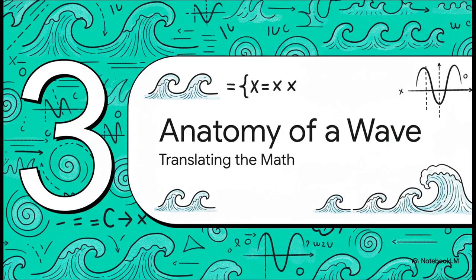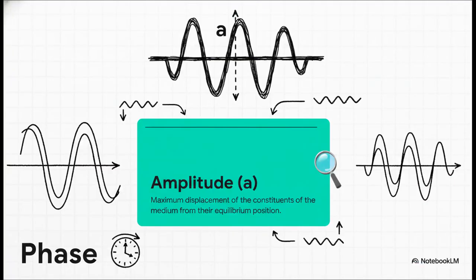Anatomy of a wave. Translating the math. Okay, let's translate some of this dense math into digestible bites. Amplitude, represented by the letter A, is simply the maximum displacement of the medium from its resting equilibrium position. Basically, it's the maximum height of a wave's crest. Phase, on the other hand, is the argument of the sine function in our traveling wave equation. It determines exactly where we are in the cycle at any given position and instant in time.